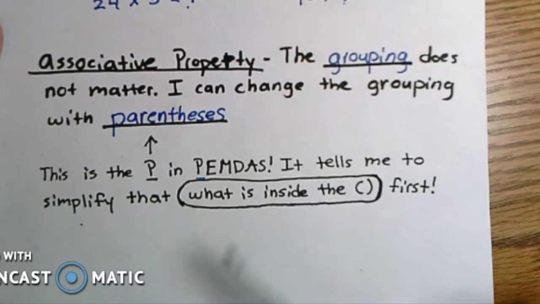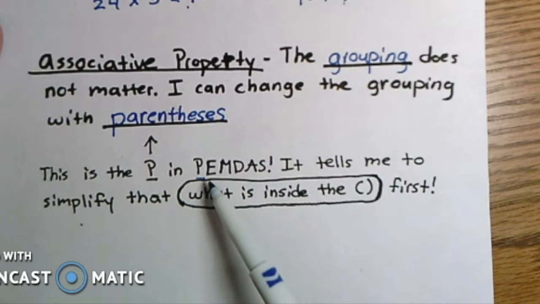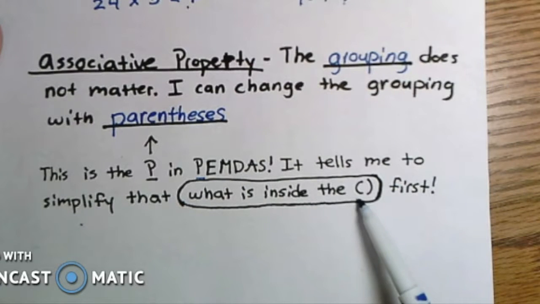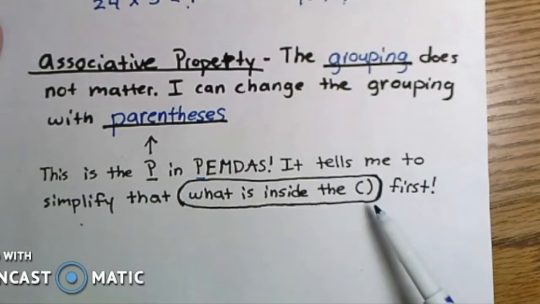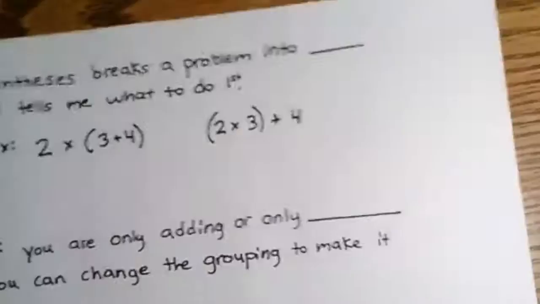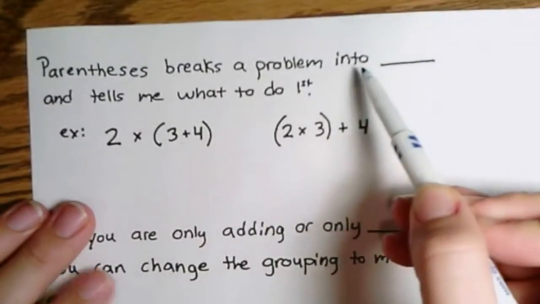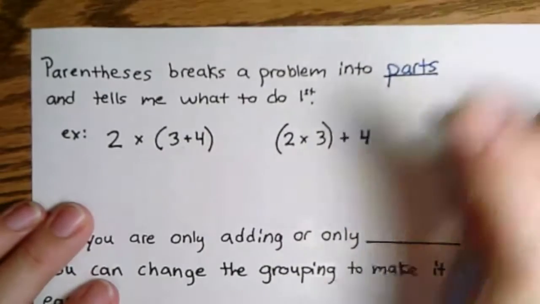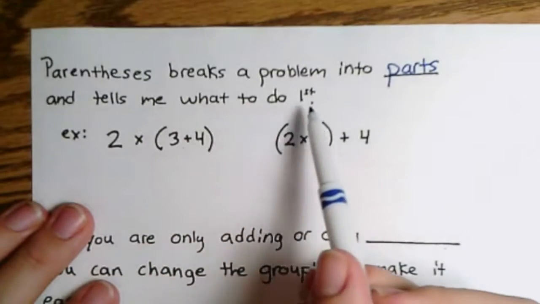So before I do any of the other steps of PEMDAS, before I do exponents, multiplying and dividing, or addition and subtraction, I always need to simplify what's in the parentheses. And if I don't do that first, then sometimes I'll get the wrong answers. Parentheses breaks a problem into parts and tells me what to do first.